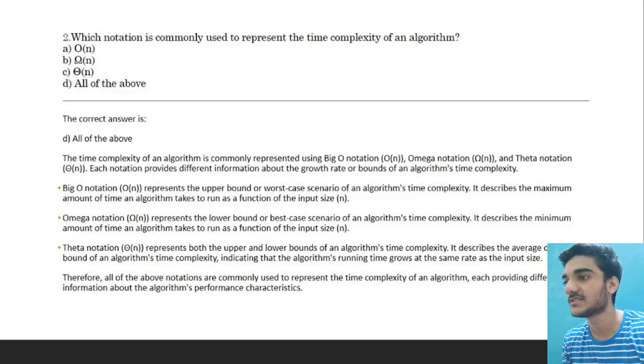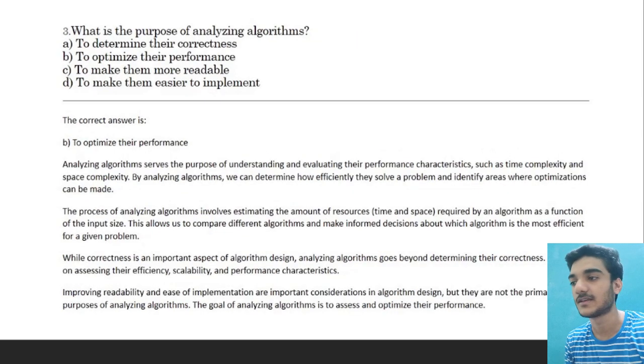Big O notation represents the upper bound or worst case scenario of an algorithm's time complexity. It describes the maximum amount of time an algorithm takes to run as a function of the input size n. Omega notation represents the lower bound or the best case of an algorithm, and theta notation represents both the upper bound and the lower bound of the algorithm's time complexity.